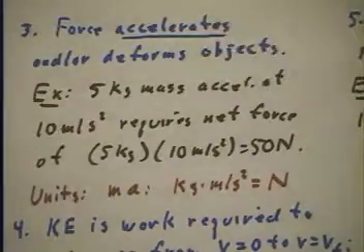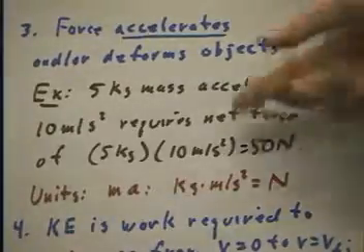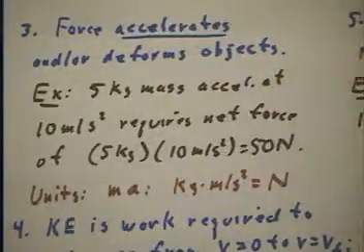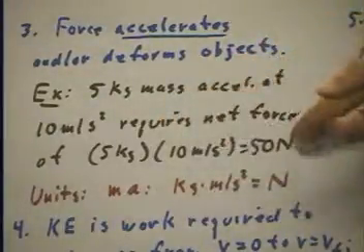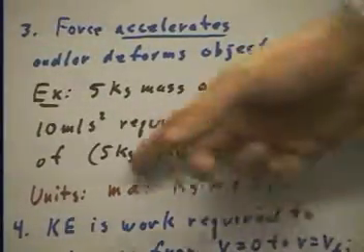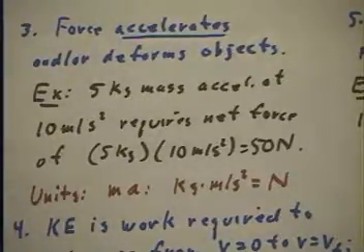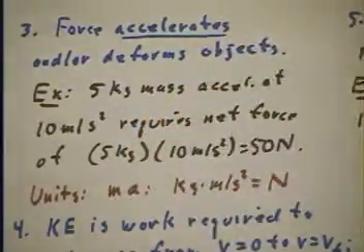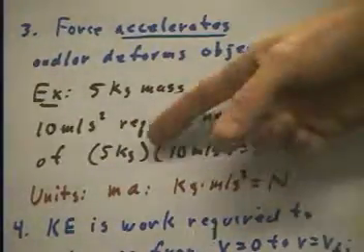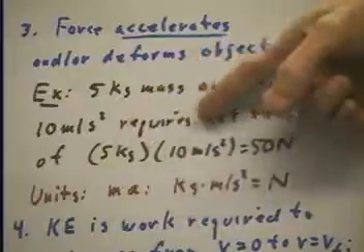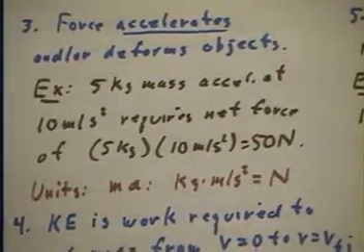However, if we're talking about translational acceleration, the acceleration of the center of mass of an object, then we would say, for example, that a 5 kilogram mass, when accelerating at 10 meters per second squared, will require a net force of 50 newtons, using Newton's second law in a very familiar way. The units, of course, are units of mass times acceleration. We've multiplied mass by acceleration here. And those units are kilograms times meters per second squared, which are the same as newtons.